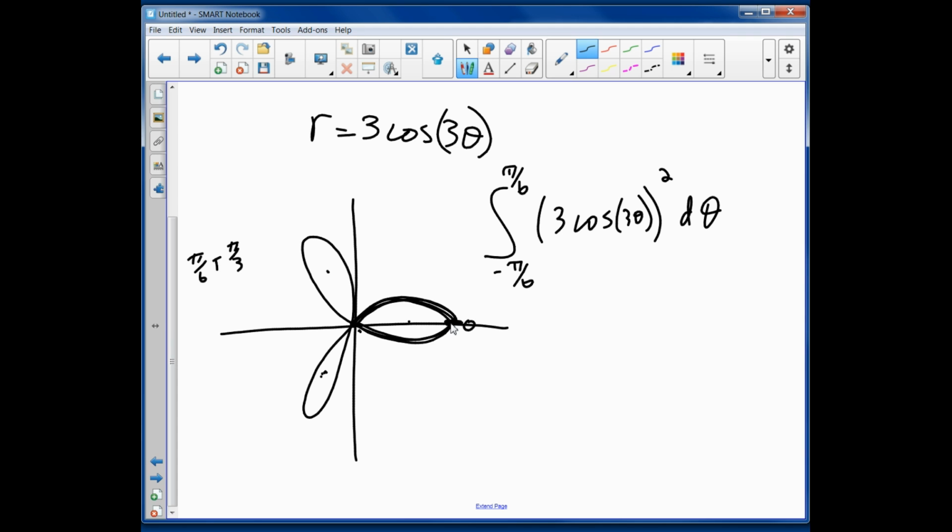Isn't it 1/2 of the integral? Yeah, it's supposed to be 1/2 integral. Yeah, 1/2. Sorry. I didn't put that down.